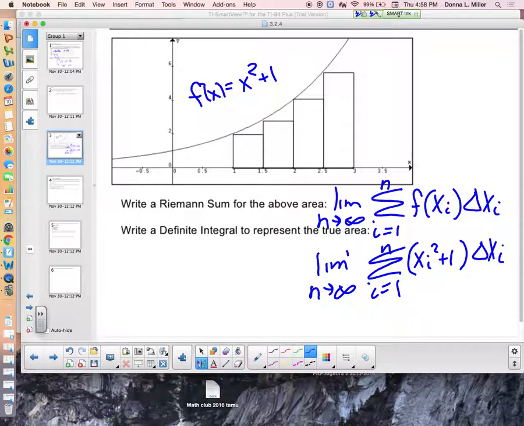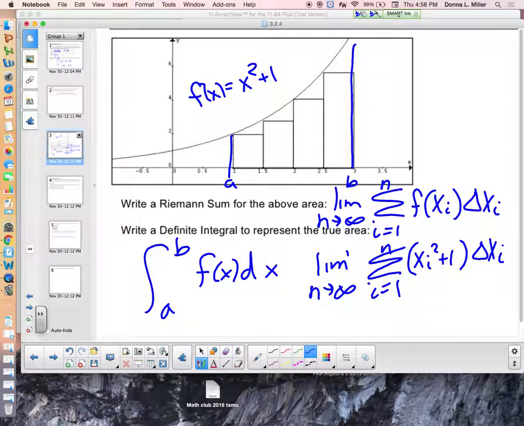Write a definite integral. So the same thing, I'm going to integrate from, and I don't have my limits a to b, so I'm going to make them up. I will say that this is a, and this is b. So we're integrating from a to b of f of x dx. I don't know what they are, so I can call them 1 and 3. So the integral from 1 to 3 of x squared plus 1 times dx. That just represents the area under that curve from 1 to 3. No big deal.